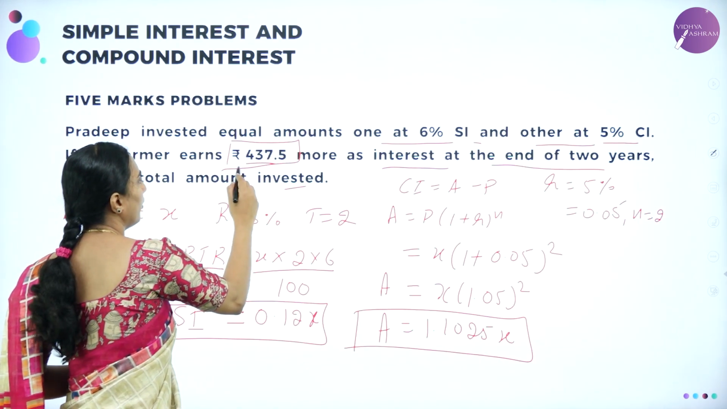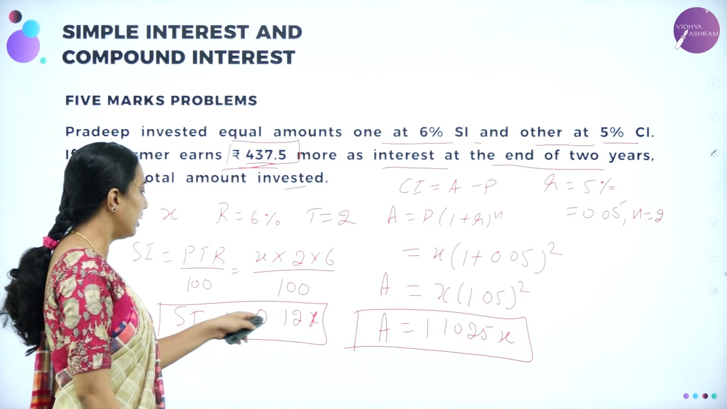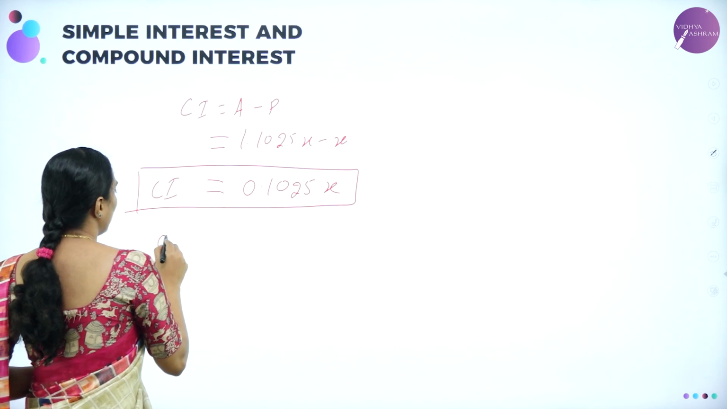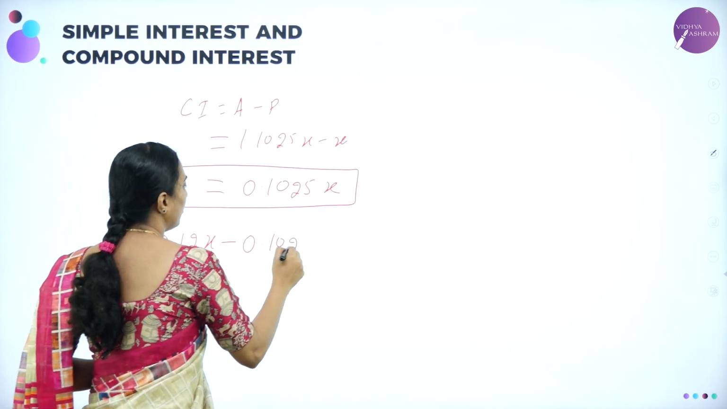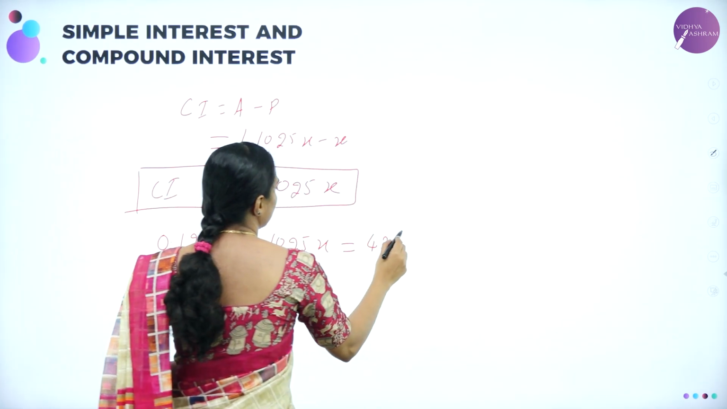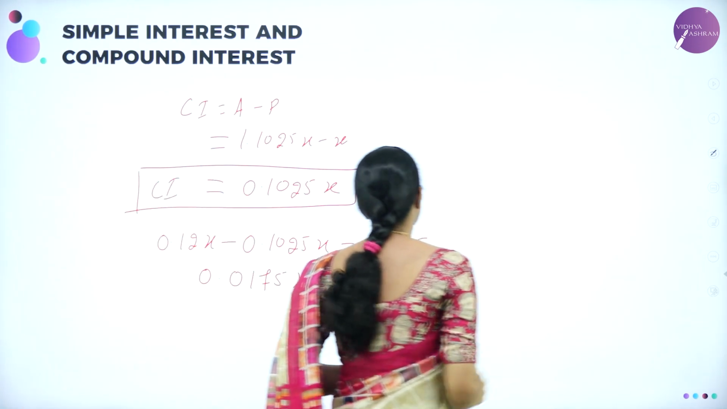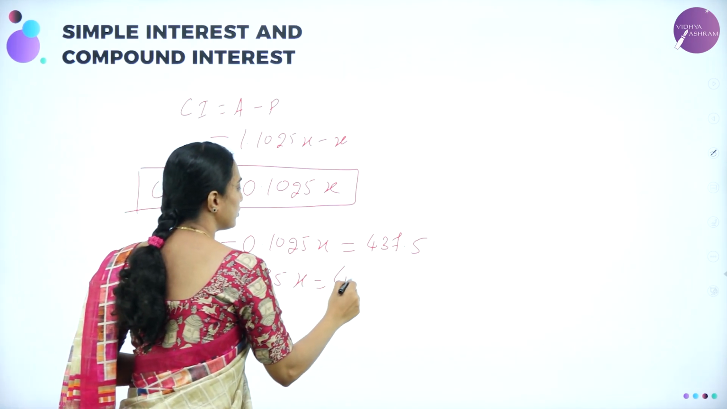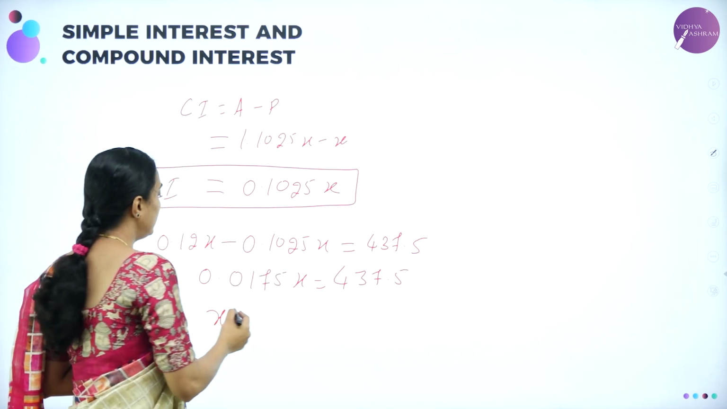Now you need to calculate what? He is going to gain the profit of 437.5. Therefore, which is greater? SI is greater than CI. Therefore, you can write it as 0.12x minus 0.1025x is equal to 437.5. So the answer for this one is 0.0175x is equal to 437.5. Otherwise x will be equal to 437.5 divided by 0.0175.